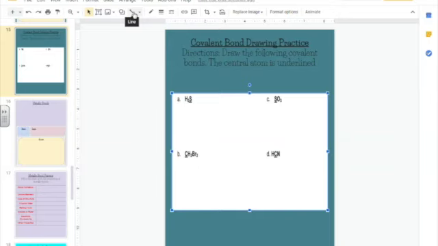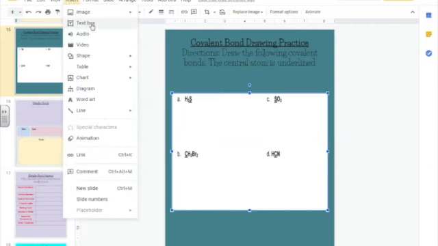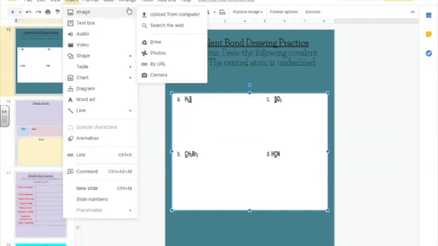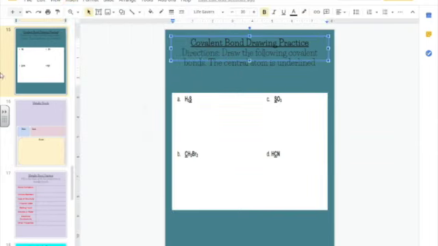If you would rather, you can always draw this on a piece of paper and upload the image by going Insert, Image, and then you can upload it from your computer. If you email it to yourself, or if you do it from your phone, you can upload it from your phone or your Google Drive, whichever is easier for you.